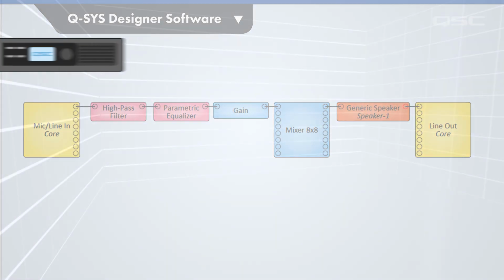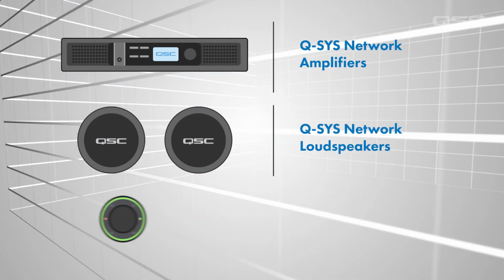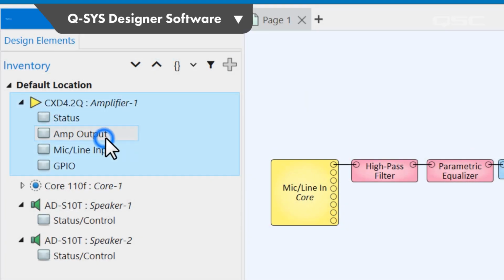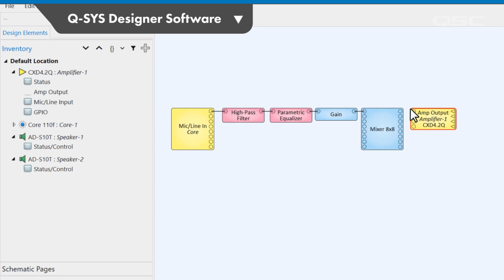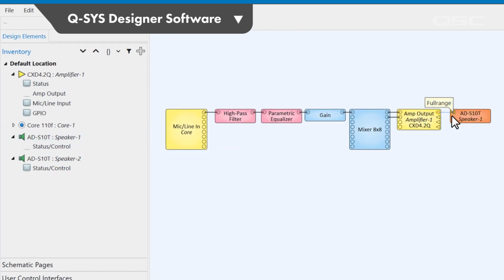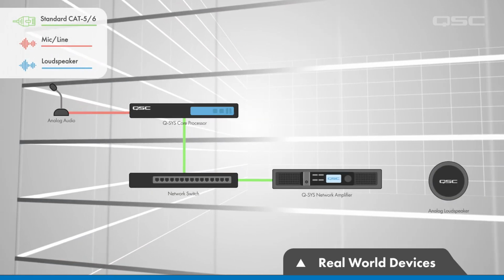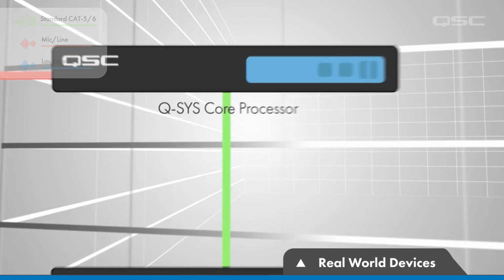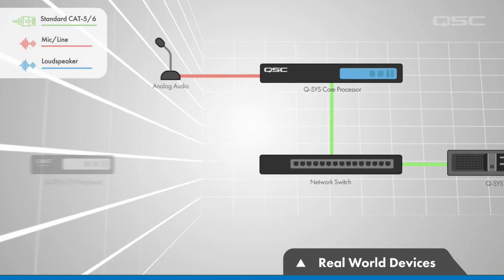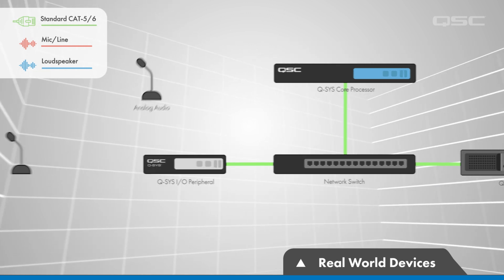However, QSC also has amplifiers and loudspeakers that are networked QSys devices themselves. If you're using a networked amplifier, this device would be represented within QSys, as well as the loudspeakers it is connected to. In the real world, these devices just need to be connected to the same network, and the core sends its audio to the device via a network audio channel. Many QSys peripheral devices offer additional audio inputs and outputs beyond what is available on the core itself.